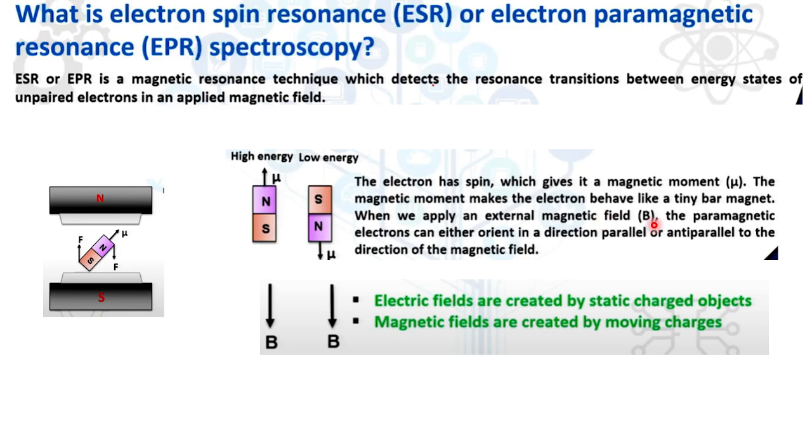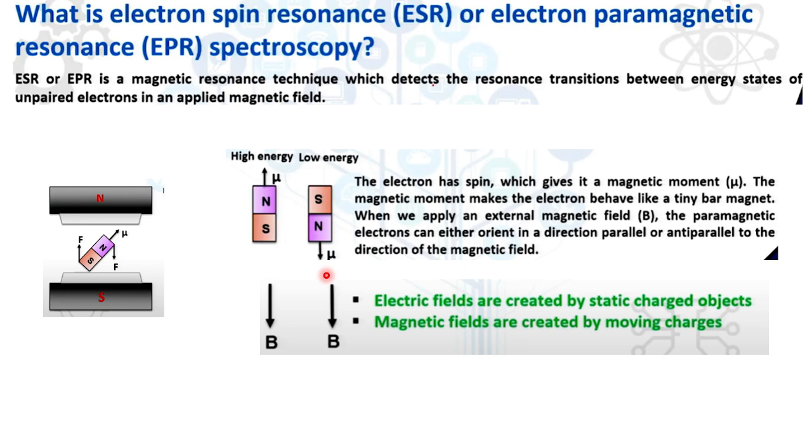So, any charged species will also act as a teeny bar magnet. Now, when we apply the external magnetic field with strength B, the paramagnetic electron can either orient in a direction parallel or anti-parallel to the direction of the applied magnetic field. Since the applied magnetic field is a vector quantity, when the unpaired electron is moving around and there are different numbers of unpaired electrons, few electrons will orient in the direction of the applied field and few will orient in the opposite direction of the applied field. So there is a splitting.